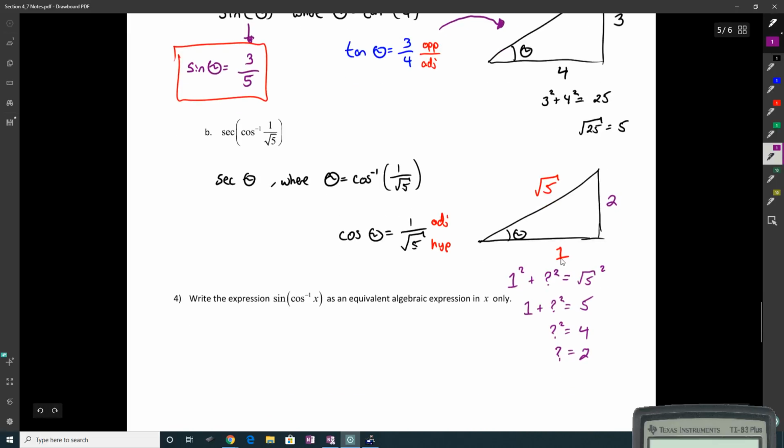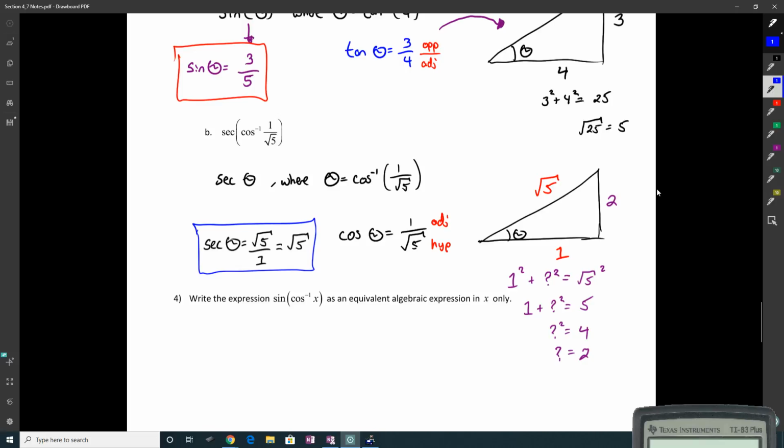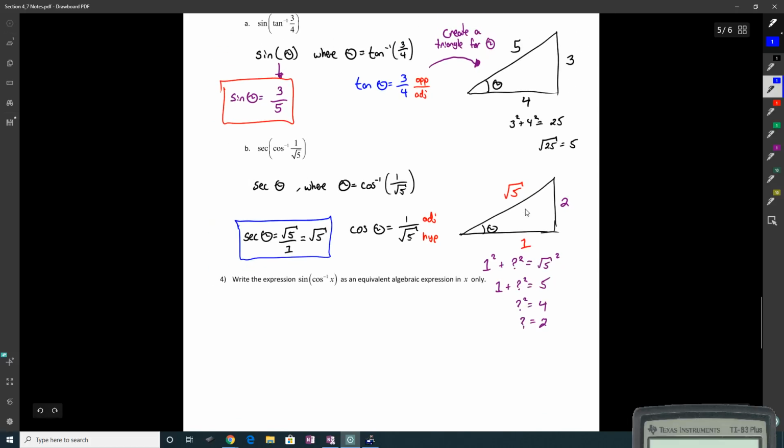You don't have to show the work if you did it in your head, but you do have to show this logic. That you have to create the triangle. You can't just put the answer and be like, I'm done. Anyway, so now I can find secant. And secant is hypotenuse over adjacent. So it's just square root of 5 over 1, which is just square root of 5. Yay! All right, last one.